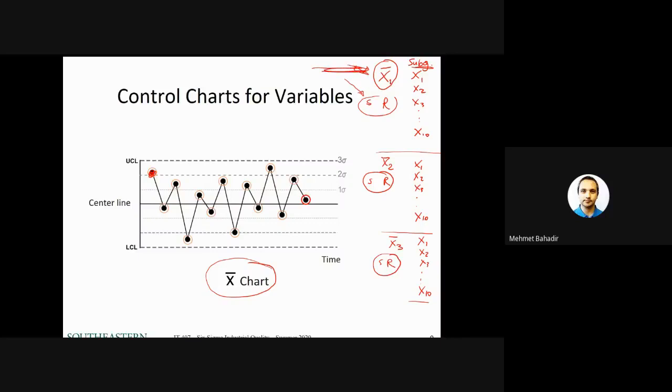I have X1 bar, I have X bar 2, I have X bar 3, but as we know, it continues. Maybe 20, maybe 30 subgroups you create. So let's see how many subgroups that specific variable control chart has. 1, 2, 3, 4, 5, 6, 7, 8, 9, 10, 11, 12, 13, 14. So on this chart, you see 14 subgroup averages.